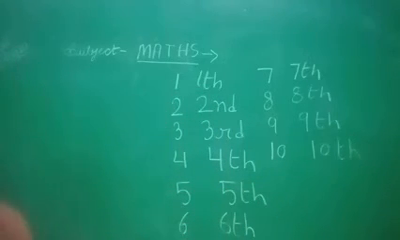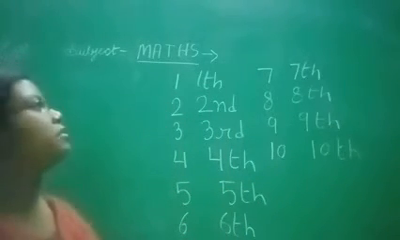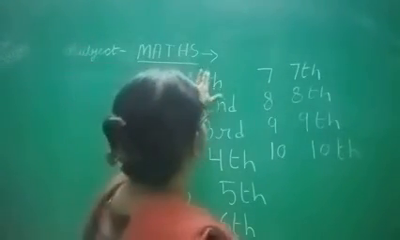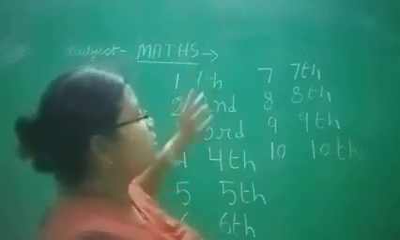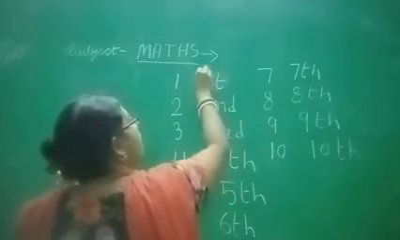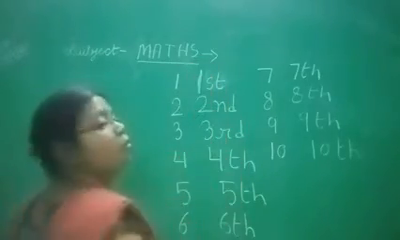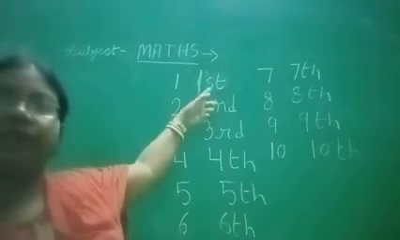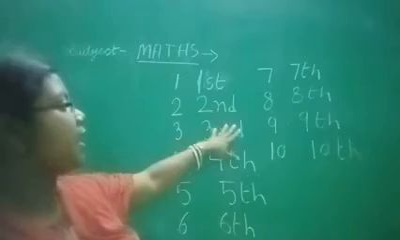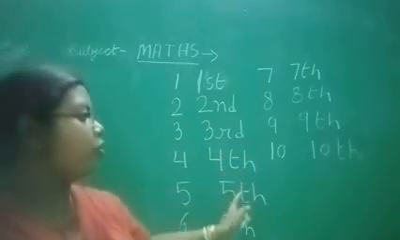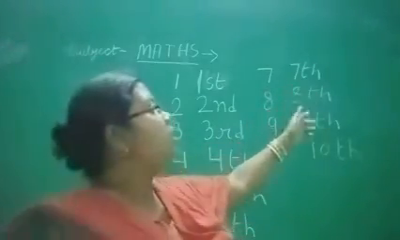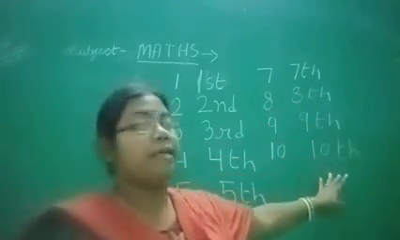In every number I have added some alphabet. As I am saying, this is the first, so I have written here 1 and ST. 1 and ST become first. Then second, third, fourth, fifth, sixth. How will you pronounce it? Seventh, eighth, ninth, then tenth.